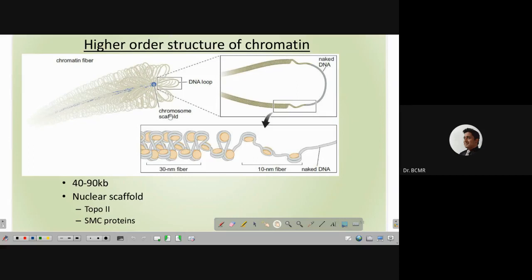There is a chromosome scaffold onto which there are several loops. One DNA loop is forming here. Each loop is a loop of 30 nanometer fiber. Each 30 nanometer fiber is made up of multiple nucleosomes, and nucleosomes constitute naked DNA and, of course, histones, right? And during metaphase, you will have an even more complex organization.